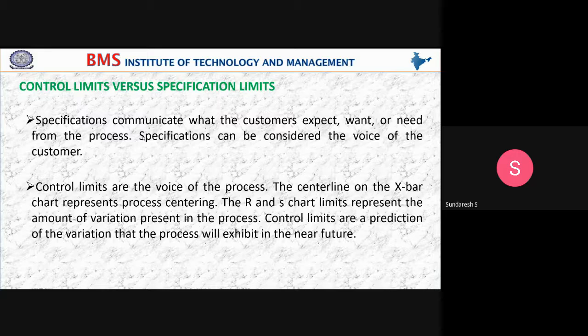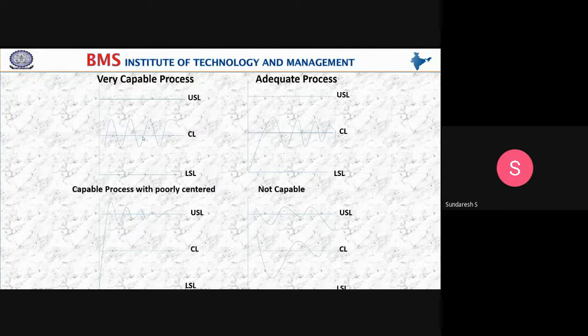So, control limits and the specification limits. We have these graphs plotted over here. You can see here a very capable process. See, USL corresponds to the upper specification limit and LSL corresponds to the lower specification limit. See, USL, specification limits and control limits, that is what I am talking about here.